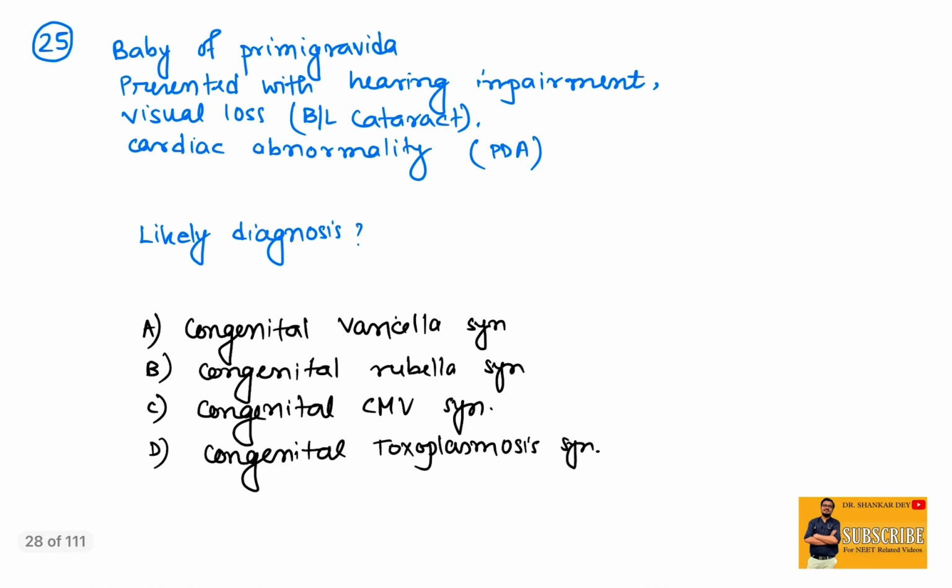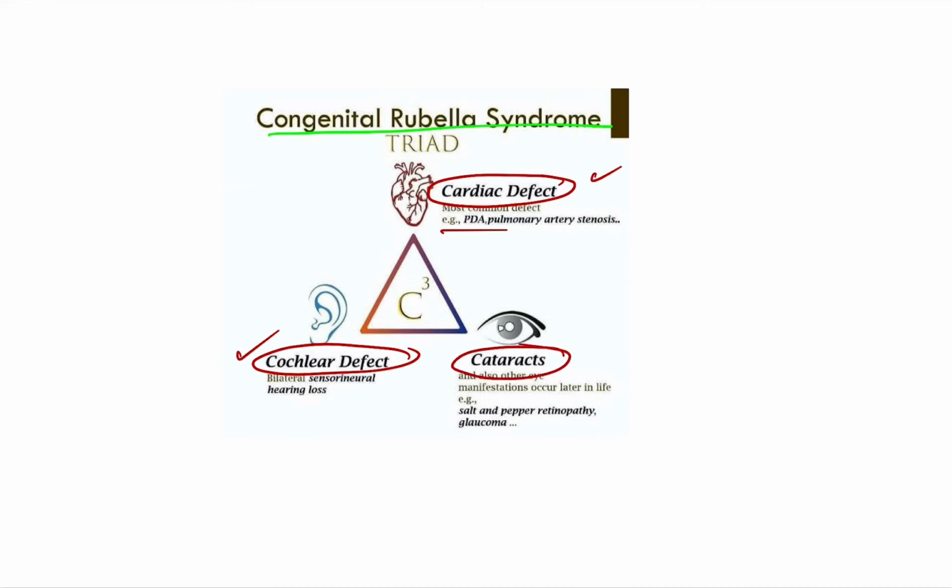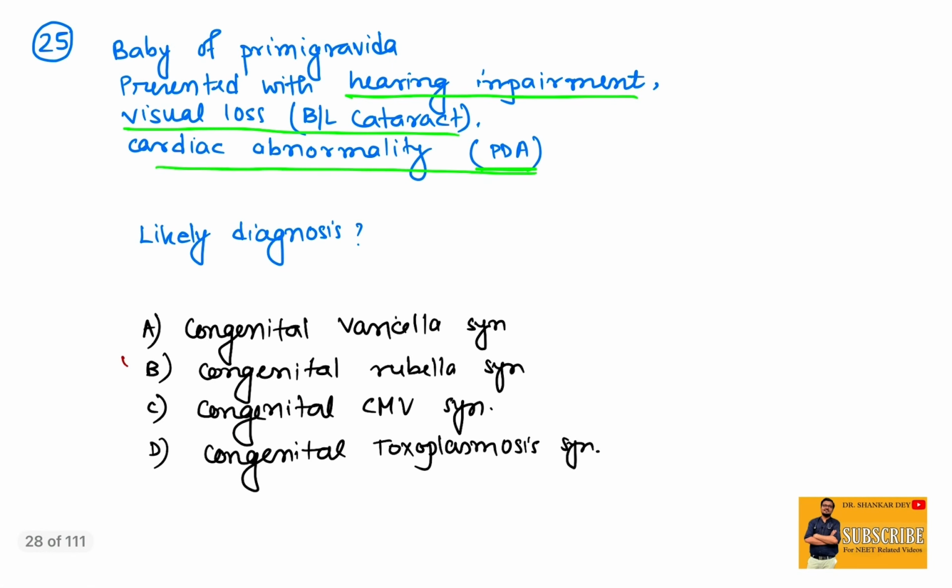Coming to question number 25, baby of a primigravida presented with hearing loss, visual loss with bilateral cataract and a congenital cardiac defect, PDA. So what is the likely diagnosis? This is the classical triad of congenital rubella syndrome. As all of you know, congenital rubella syndrome presents with cochlear defect or bilateral sensorineural hearing loss, cardiac defect, most commonly PDA or pulmonary stenosis, and cataract. So the answer is congenital rubella, not congenital varicella, not congenital CMV, not congenital toxoplasmosis.